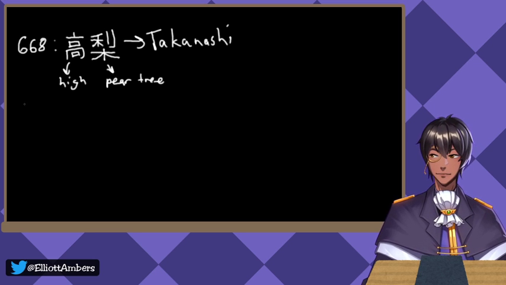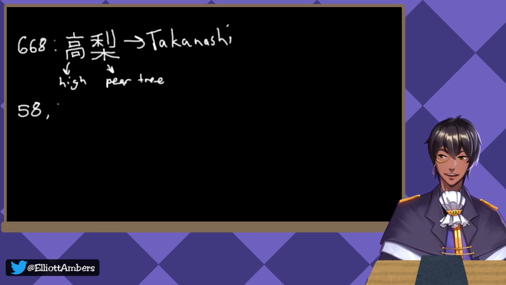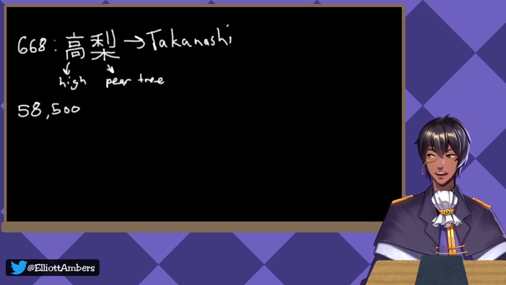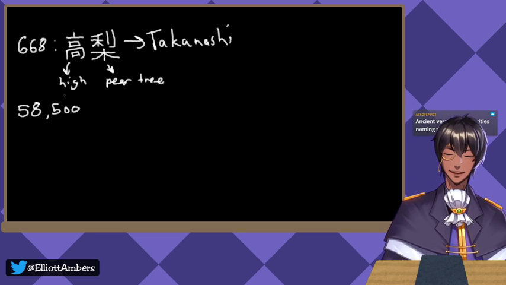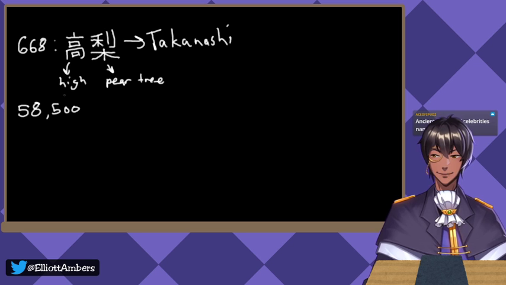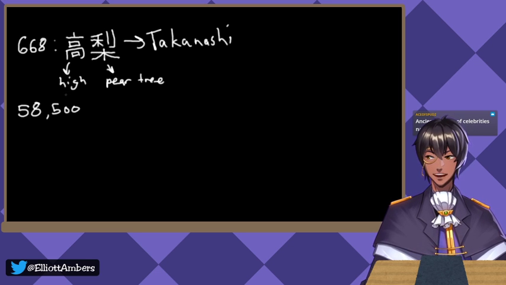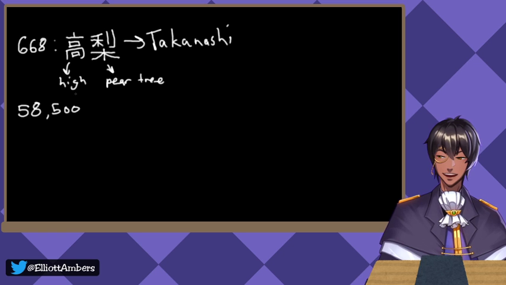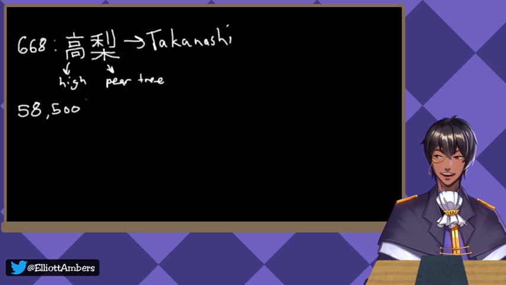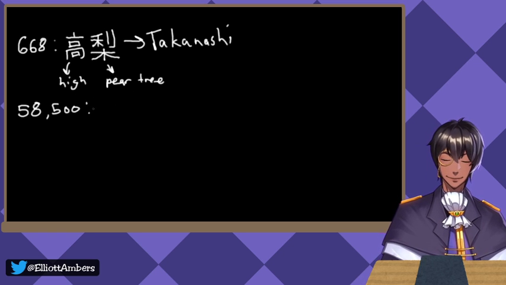The placement of this surname, 58,500. There are currently in Japan, I believe, ancient version of celebrities naming their kids, right? I believe when I looked at the list on the website, I think it was like myoji.net, it said that there were 90 people left with this surname. So it's definitely not ancient times anymore.